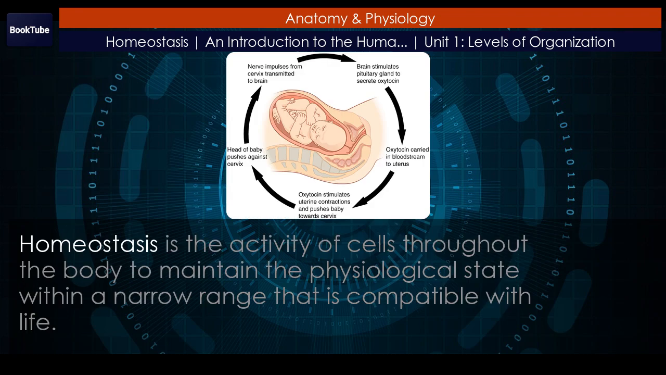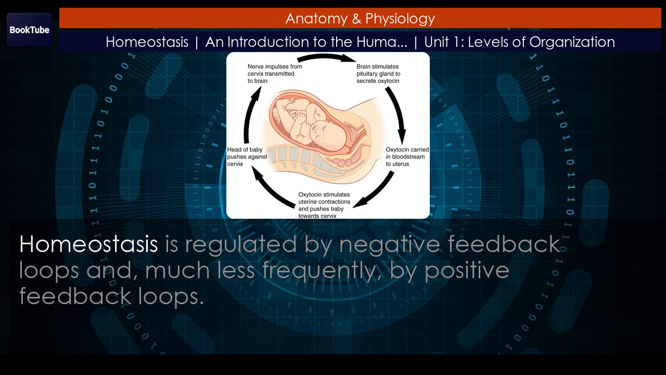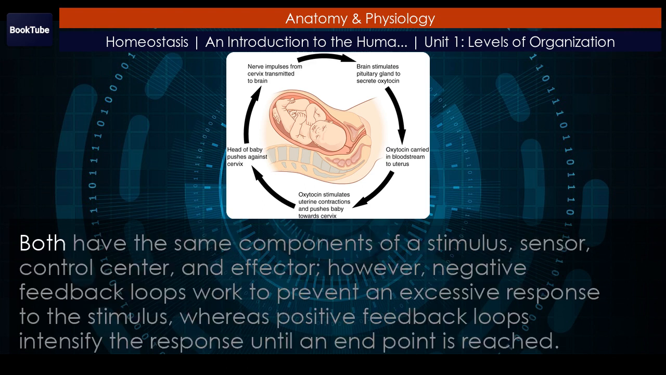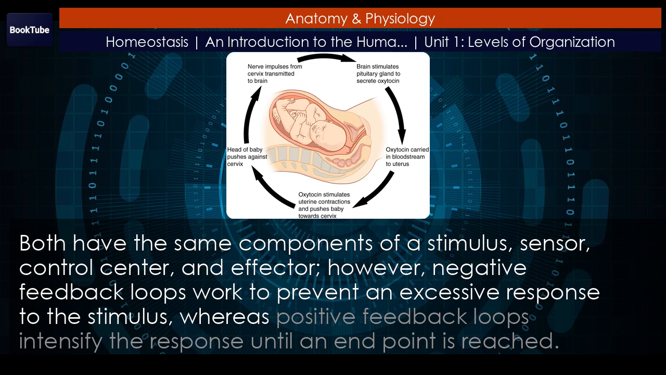Chapter Review. Homeostasis is the activity of cells throughout the body to maintain the physiological state within a narrow range that is compatible with life. Homeostasis is regulated by negative feedback loops and, much less frequently, by positive feedback loops. Both have the same components of a stimulus, sensor, control center, and effector. However, negative feedback loops work to prevent an excessive response to the stimulus, whereas positive feedback loops intensify the response until an endpoint is reached.